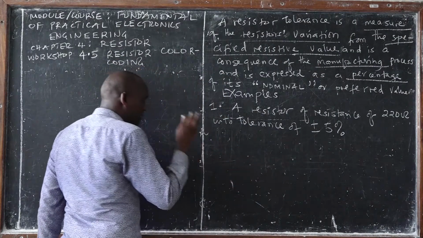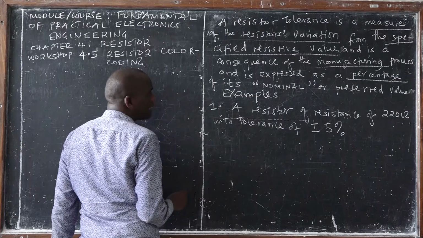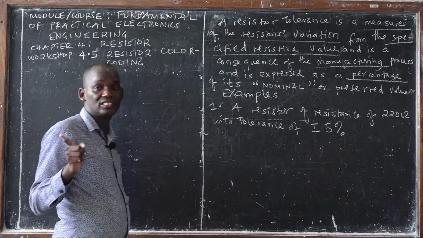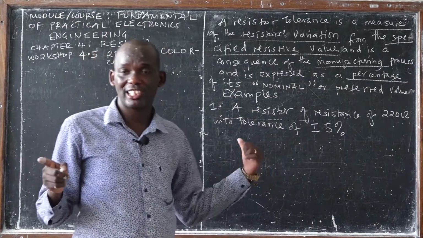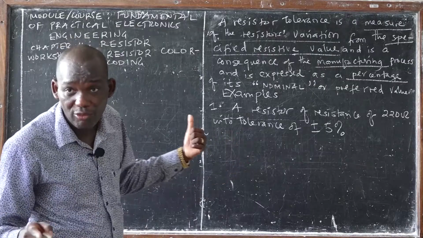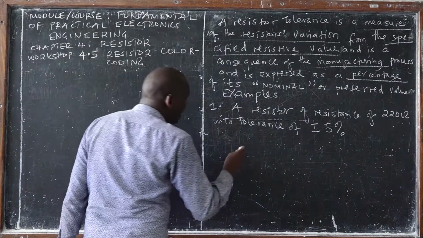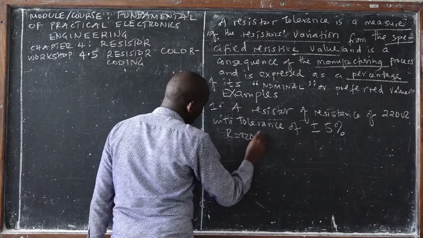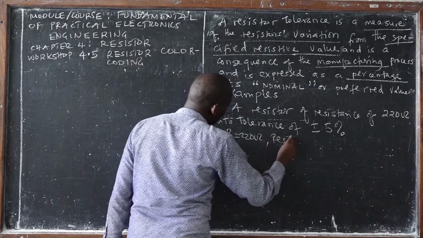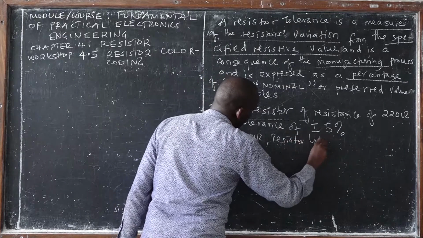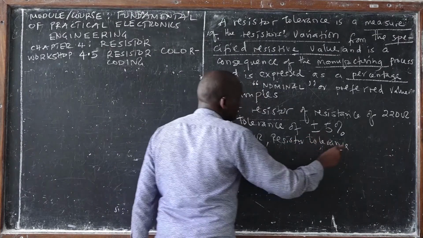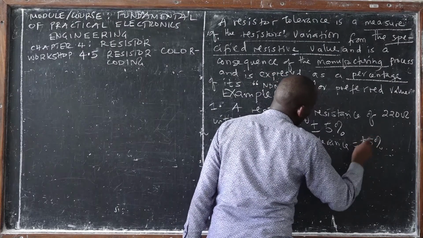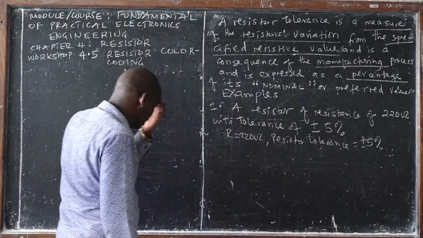To get this, as I said, the resistor whose resistance is 220 ohm and tolerance is 5 percent. So it means that the resistor is 220 ohm, and the resistance tolerance for this case is plus or minus 5%. So listen, how do we represent this one?